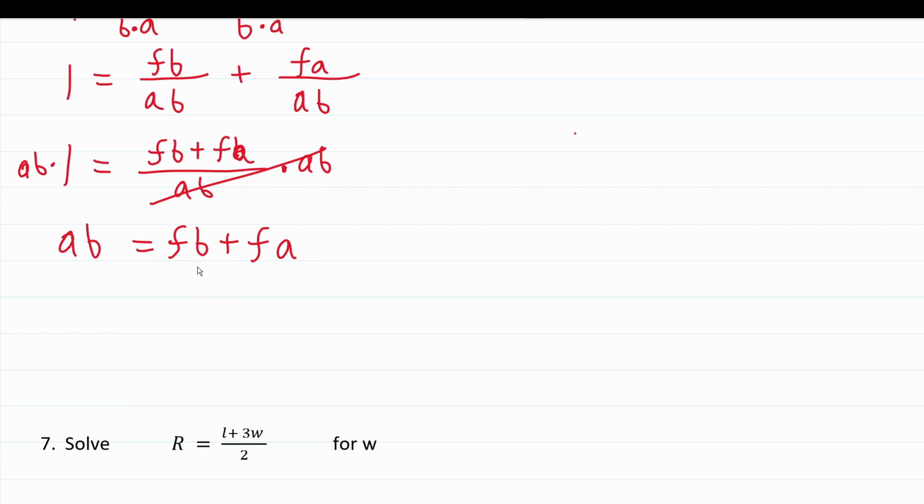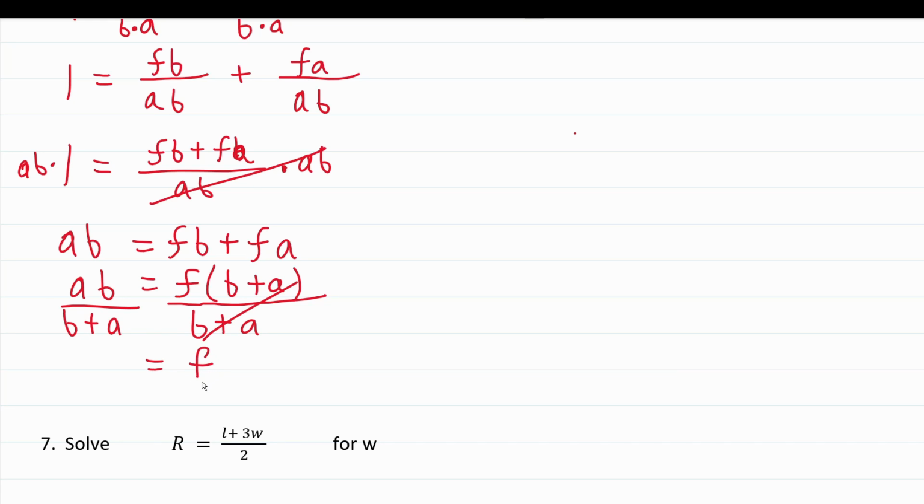Now, how can I clear this over here? We have f times b plus f times a. Well, I can factor out an f here, so I'm going to factor out an f. This will become f times b plus a equals ab. And now I can just divide both sides by b plus a. This will cross out here, leaving me with just f. And as we can see, f is ab over b plus a.